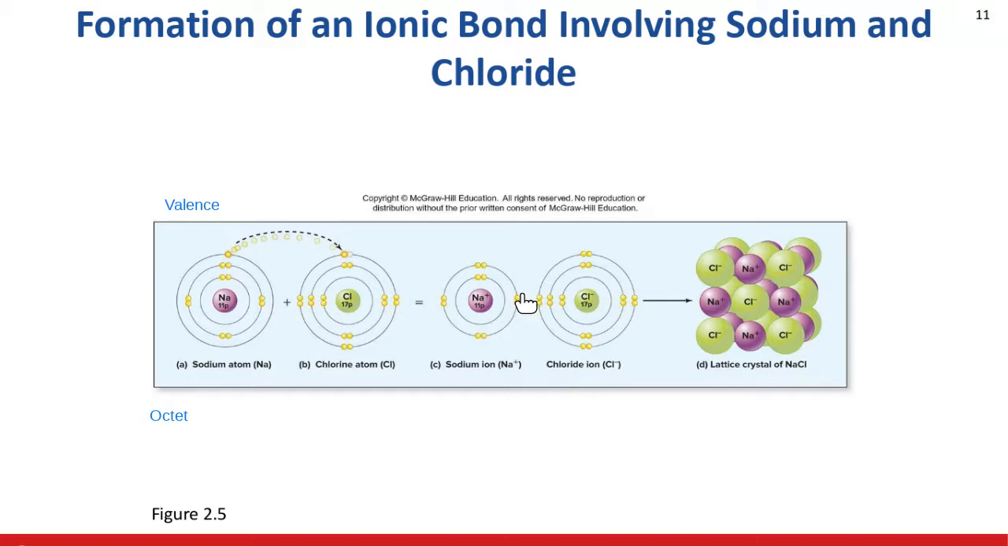So they're both stable. Because of that relationship, one of these atoms gave up an electron and the other one gained it, creating that negatively charged ion and that positively charged ion. Now that they have polarity, they will be attracted to one another. And that causes what we call the lattice crystal configuration.